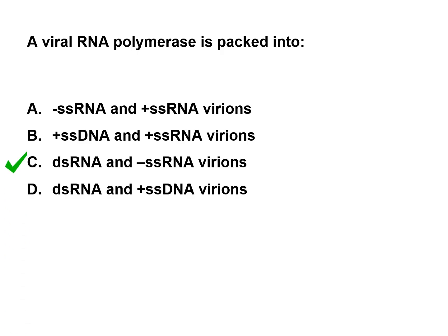Right, and the answer is double-strand RNA viruses and negative sense RNA viruses, and that's because positive sense RNA viruses do not really need the viral RNA polymerase to come into the cell with them, because their genomes will be read by the ribosomes to form viral proteins, including the viral RNA polymerase that can then be used.